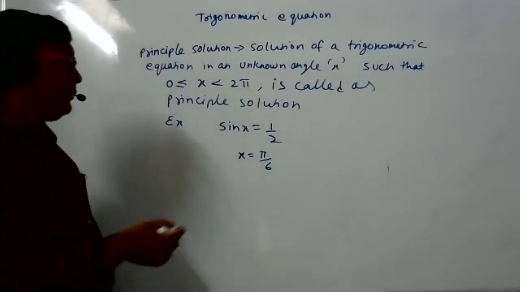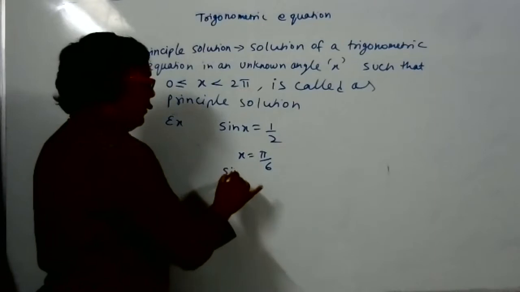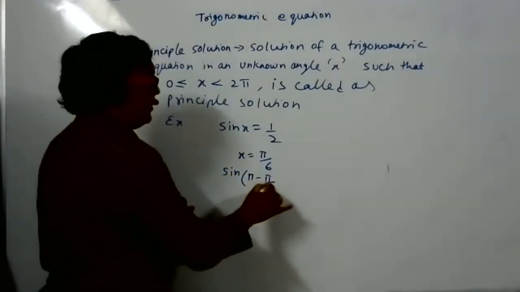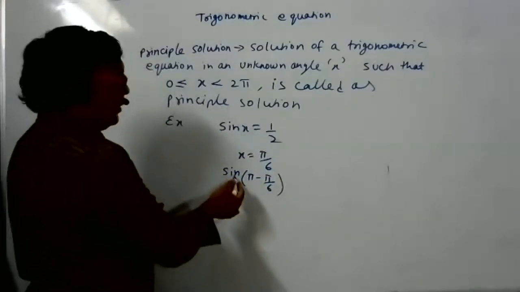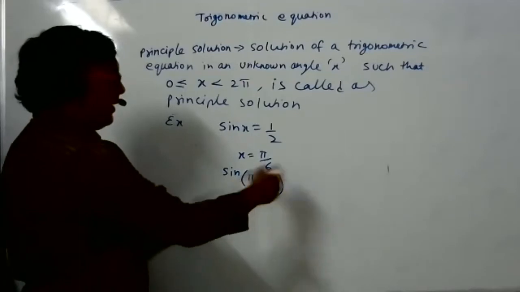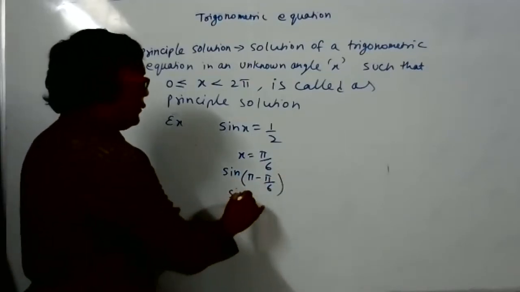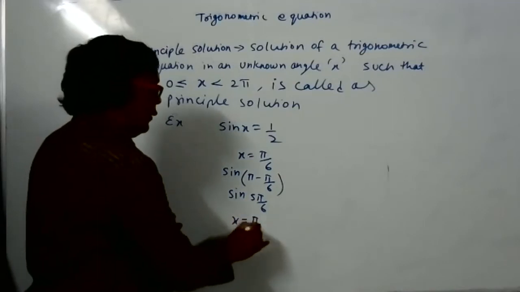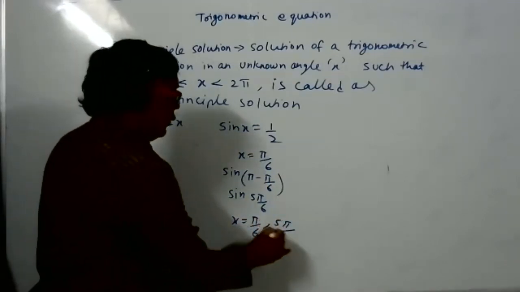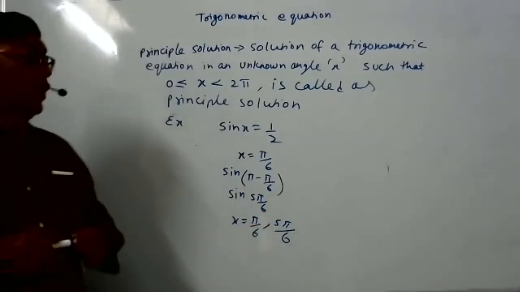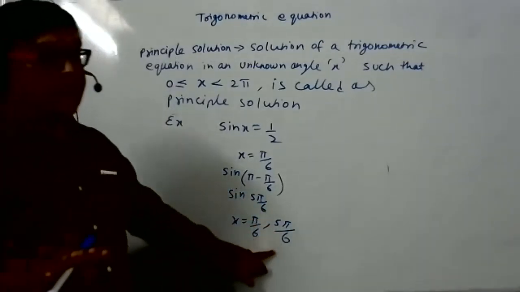Sir, 5 pi by 6. Very good. 5 pi by 6, that is pi minus pi by 6. See, students, sine of pi minus pi by 6 is what? Sine of 180 minus theta is again sine theta, so you will get the same thing. So the answer is pi by 6, 5 pi by 6. If you're not understanding, it is okay. I'm not just giving an example, I'll teach in detail. So these two angles are solutions.